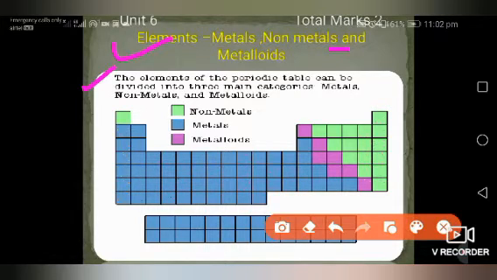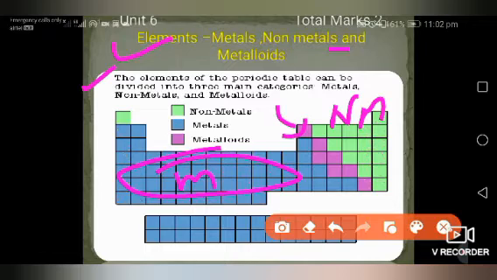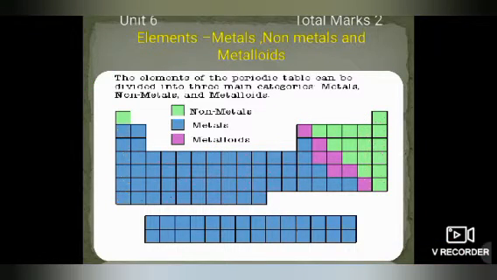The elements of the periodic table can be divided into 3 main parts, that you can represent with colors. Suppose this blue color is representing metal, this green color is representing non-metal, and this violet color is representing metalloid. Once again, green color is non-metal, this purple color is metalloid, and this blue color is metal.